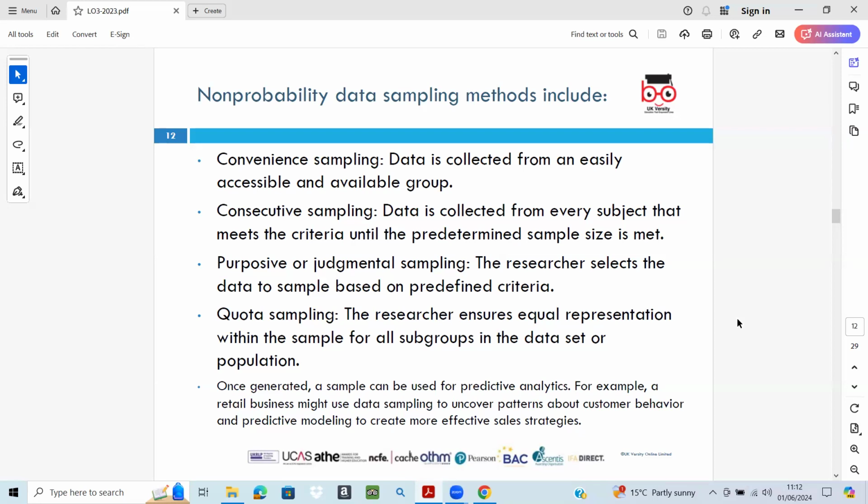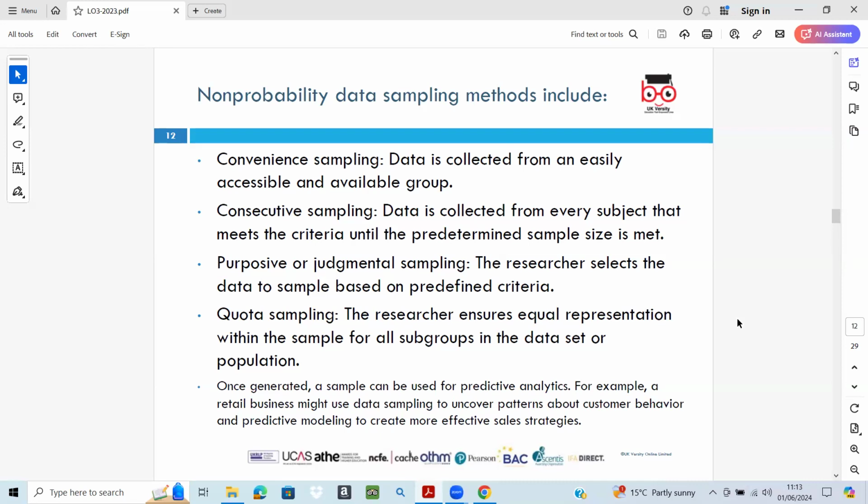Okay, so we have predictive analytics and non-probability sampling. Predictive analytics is a data analysis technique that uses statistical algorithms and machine learning techniques to predict future events based on historical data.